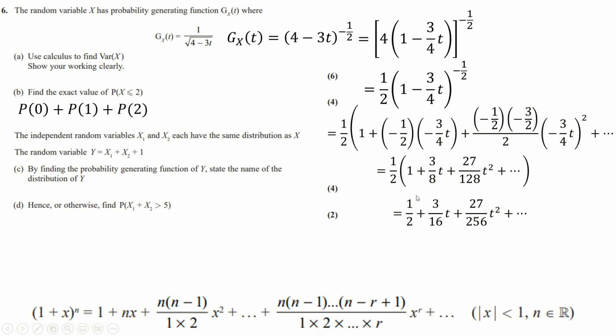And so the probability of x being 0 is a half. The probability of x being 1 is 3/16, because there's a 1 there. And the probability of x being 2 is 27 over 56. So we just need to add those 3 things up, and we'll get to this in the end there. I probably should have written P of x equals 0 and P of x equals 1 here, but whatever, it wouldn't have fitted anyway. Good.